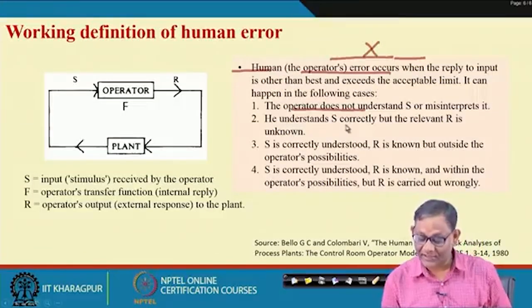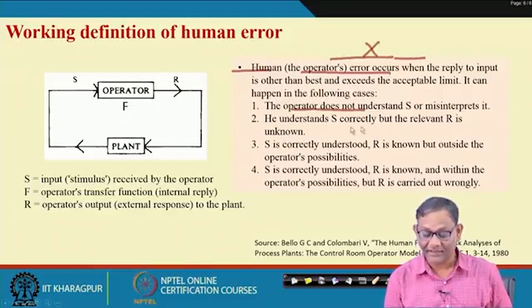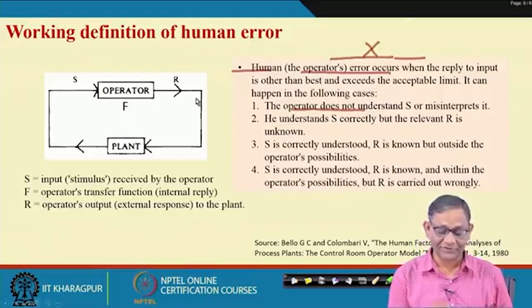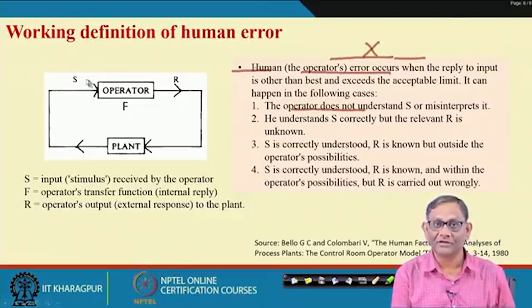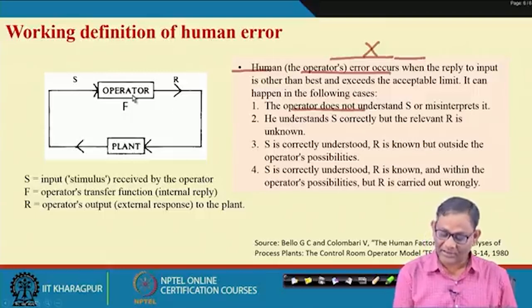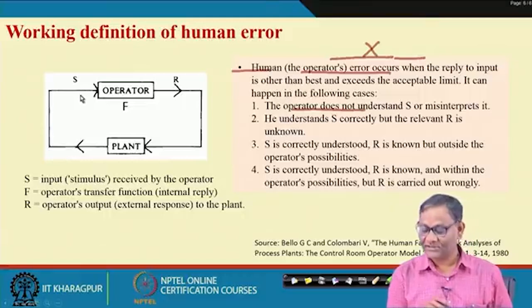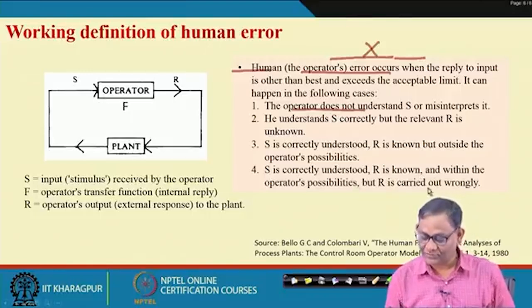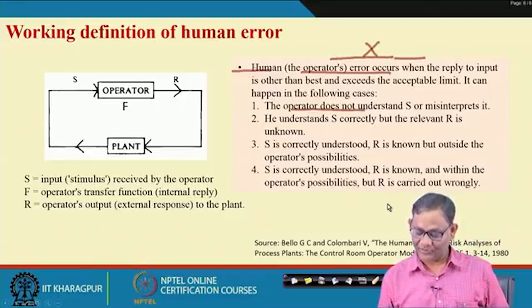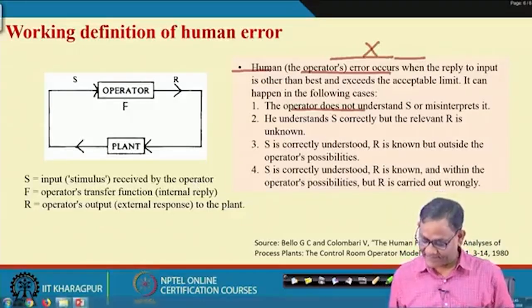What is case two? He understands S correctly, when the stimulus is the alarm, but the relevant R, the response, is not known. So, first one, the stimulus S could not be understood. Second one, S understood, but the response is unknown. Third one, S understood, response is known, but the operator cannot do it. Fourth one, S understood, R is known, and it is within the operator's possibility, but it is done wrongly. Four different cases.